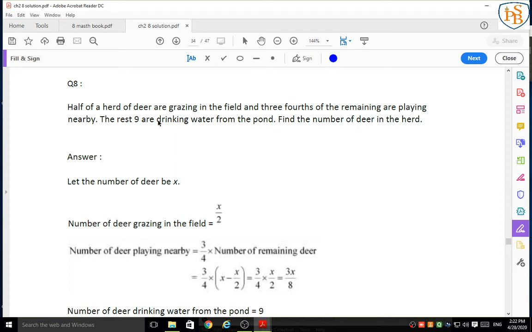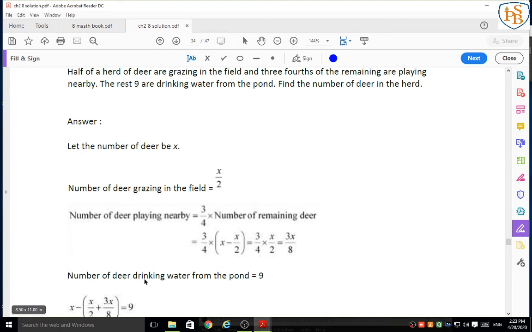Remaining, that means we have x number of deer and half of them, that means x by 2, are grazing. So remaining means x minus x by 2. And 3/4 of the remaining, that means (x minus x by 2) into 3 upon 4. On solving this, we get 3 upon 4 into x upon 2, which is equal to 3x upon 8. Look here: if we subtract half of x from x, we get half. So 3 upon 4 into x upon 2 is equal to 3x upon 8.